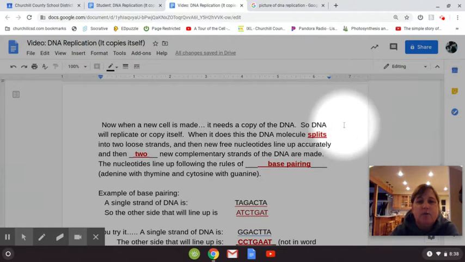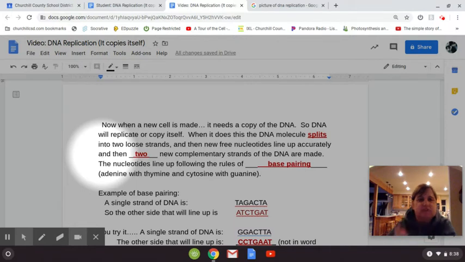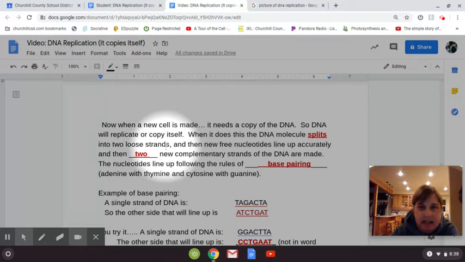When a new cell is made, it needs a copy of that DNA. And so DNA will replicate, or copy itself, to give to the new cell. When it does this, the DNA molecule splits. It's all tightly wound, so it's going to come loose and split into 2 loose strands. And then new free nucleotides will line up accurately on the other side, and you get 2 new complementary strands of DNA made. We'll look at it in a picture, because I said that in a mouthful. When you see the picture, you'll see what we're talking about.